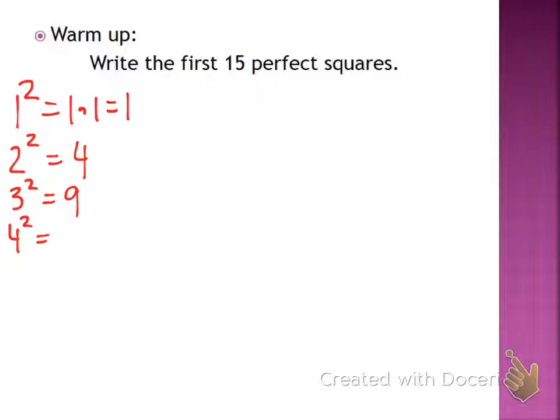4 squared, Cade, is 16. 5 squared, Angel, is 25. 6 squared, Julian, 36. 7 squared, I'm looking for somebody new to raise their hand. Anaya, is 49.